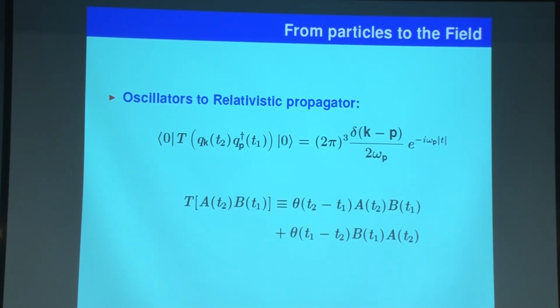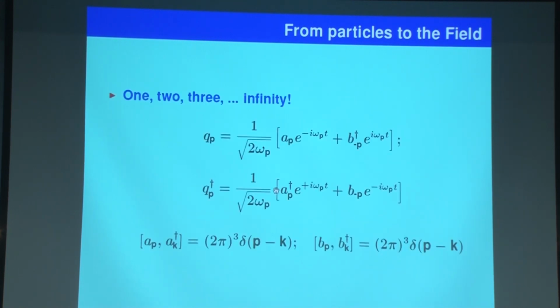Q dagger will have an A dagger, and that acts on the vacuum and it will create a non-particle state, and the other one has to annihilate that non-particle state, etc. All that will survive is e to the minus i omega t's, and in one case you will get T2 minus T1, in the other case you will get T1 minus T2 with a minus sign. So, you end up getting this. So, you can see that this (2 pi) cubed and delta function comes from these kinds of commutators.